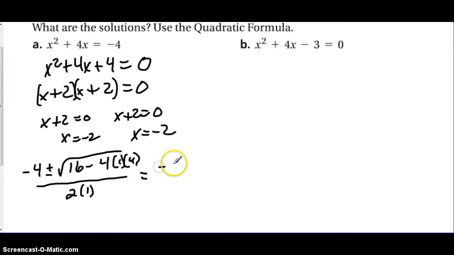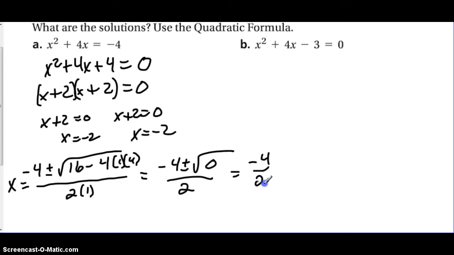Simplify, negative 4, and again that's going to equal x, sorry about that. So we're going to have negative 4 plus or minus the square root of, well, this is 16 minus 16. So that's going to be 0. That'll be easy to simplify. All over 2. So all I'm going to have left over is negative 4 plus or minus 0. In other words, just negative 4 all over 2. And negative 4 divided by 2 is negative 2.